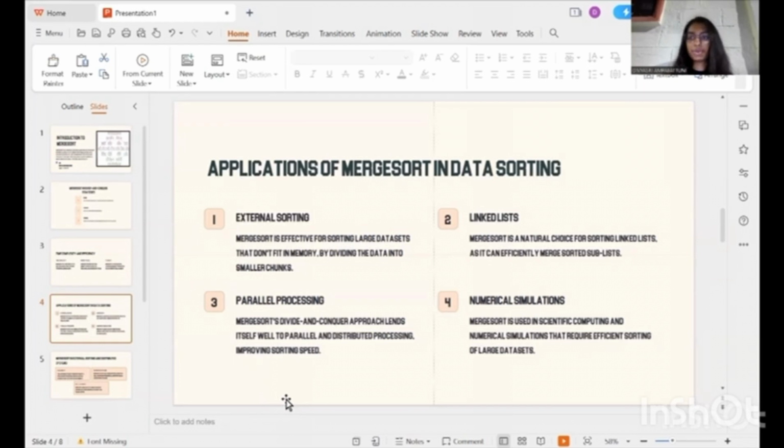And then coming into numerical simulations. Numerical simulations are a process where large data sets are generated at an instant of time for analysis purposes. At this time, merge sort comes into play, where it must be performed on it. Now, these are the four applications for data sorting.